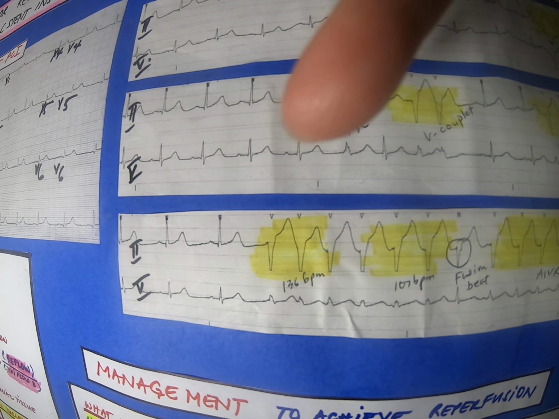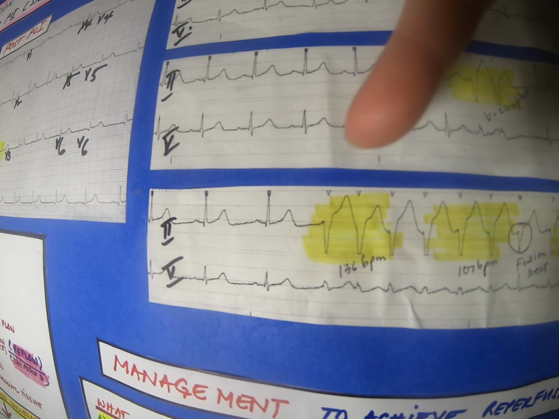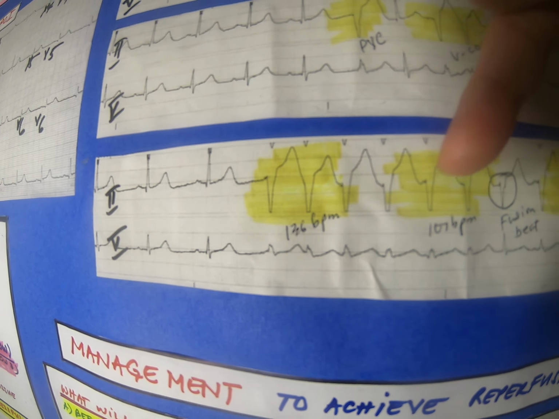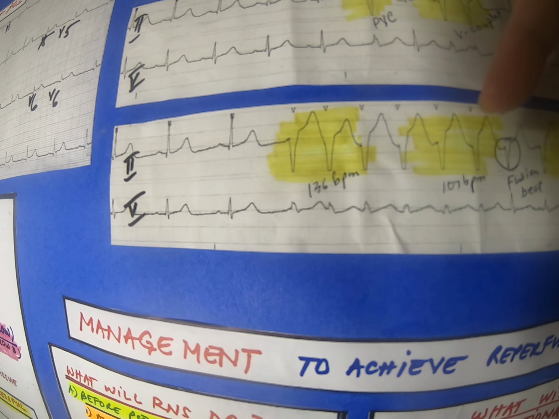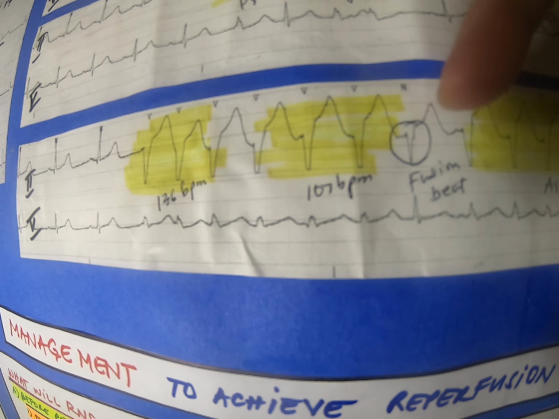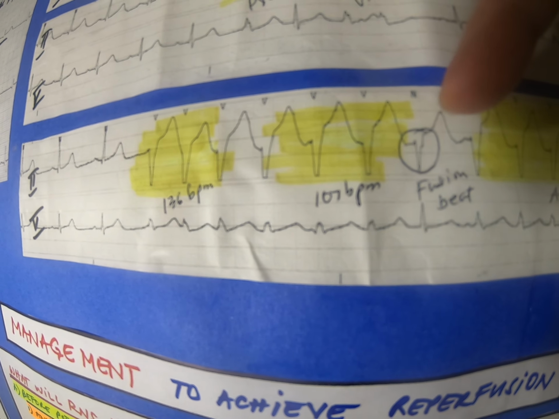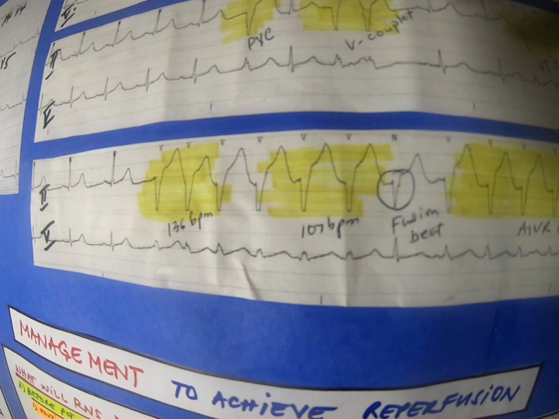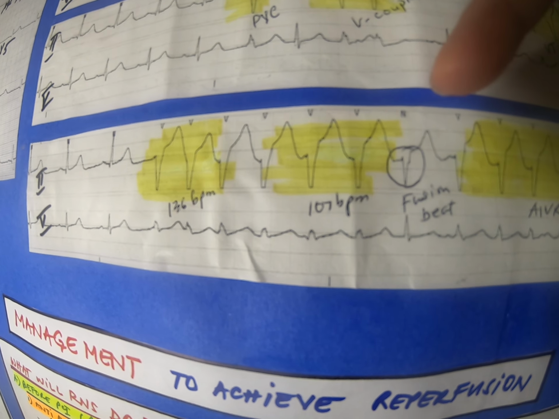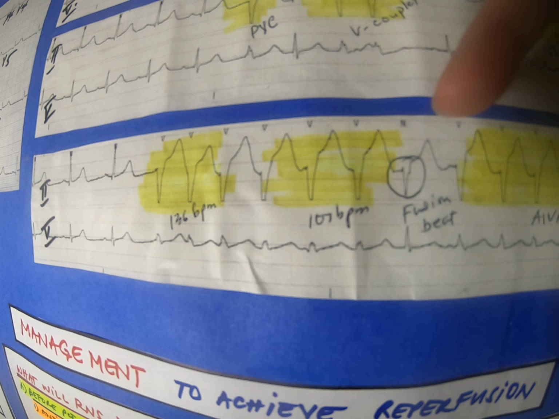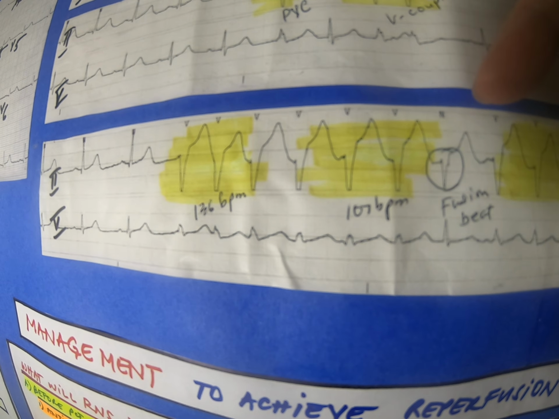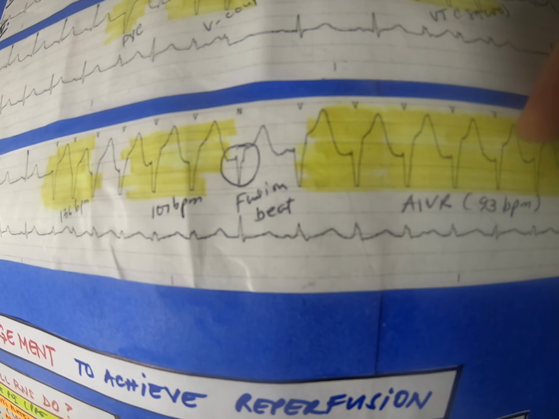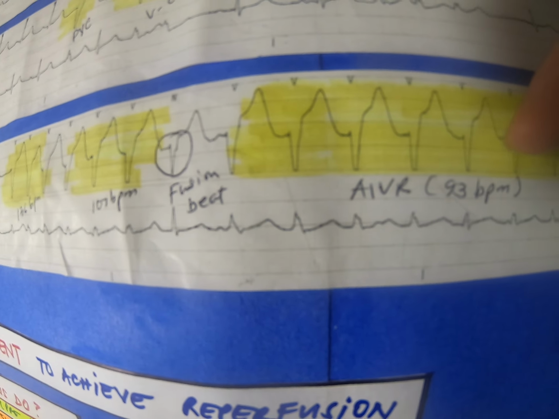Okay. The third rhythm strip, we have a short run VTAC here, 3 beats, because that is 136 beats per minute, followed by AIVR or slow VTAC. The rate here is 107 beats per minute. And we have here a fusion beat, that is 2 impulses stimulating the ventricle, 1 coming from above. It could be from the sinus node, the atria or junction, and 1 from below, coming from the ventricle. So 2 impulses stimulating the ventricle will end up having a fusion beat, and then followed by a little bit longer run of accelerated idioventricular rhythm, and that is like 93 beats per minute.